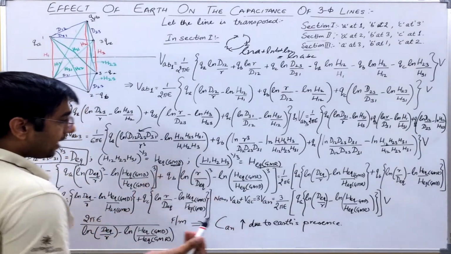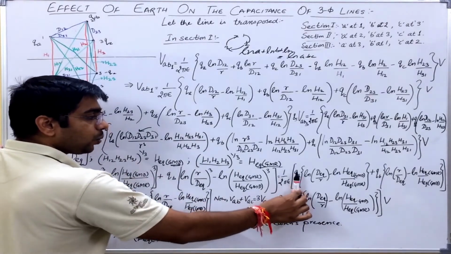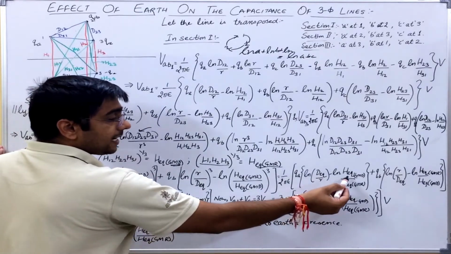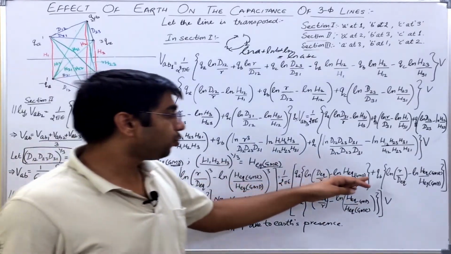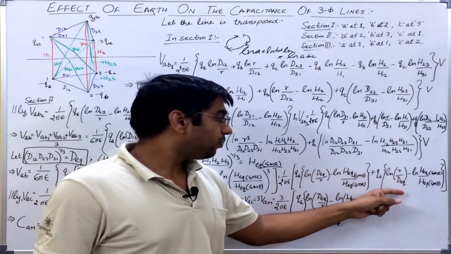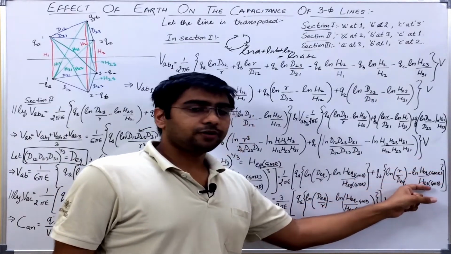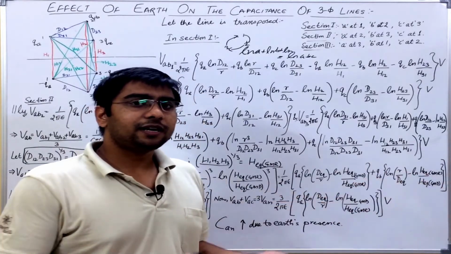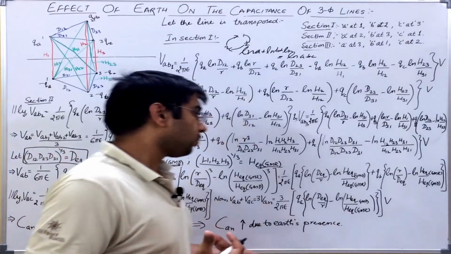So what will I get? I will get the value of VAB as 1 by 2 pi epsilon, QA natural log D equivalent by R minus natural log H equivalent GMD by H equivalent GMR. Similarly, plus QB natural log R by D equivalent minus natural log H equivalent GMR by H equivalent GMD. See, this GMD or GMR is similar in form to what we have seen in the inductance chapter also.